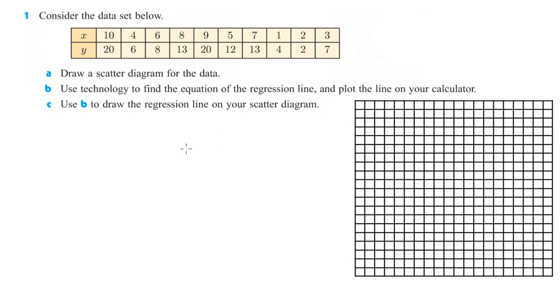I'm going to take you through some of the problems from the 5D assignment. Start here with number 1. Consider the data set below. Part A, draw a scatter diagram for the data.